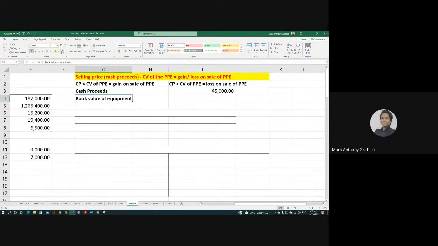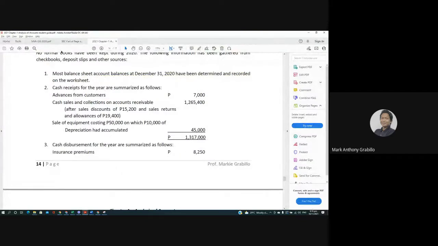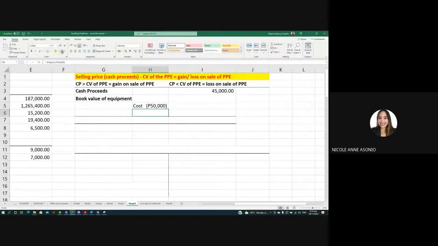How do we compute for the book value of the equipment? That's cost minus the accumulated depreciation. Magkano yung cost based on the problem? 50,000. So the cost is 50,000 while the accumulated depreciation is 10,000. So you have a book value of 40,000 pesos. All right. So magkano yung gain on sale? 5,000. So your answer for number 4 is letter C.